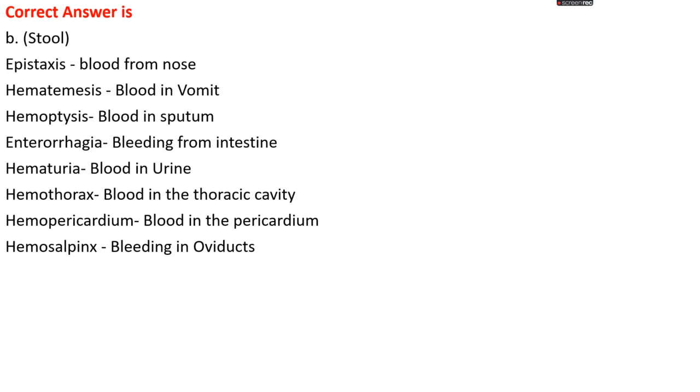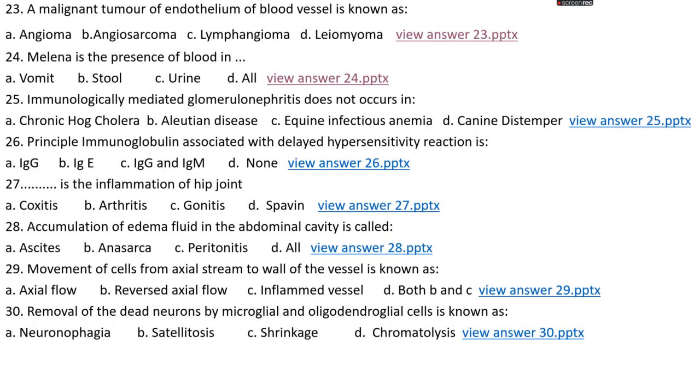Epistaxis is blood coming from the nose. Hematemesis means blood which is seen in vomit. Hemoptysis means blood which is seen in sputum. Enterorrhagia means bleeding from the intestine. Hematuria means blood in urine. Hemothorax means blood in the thoracic cavity. Hemopericardium means blood in the pericardium. And hemosalpinx means bleeding from the oviduct.